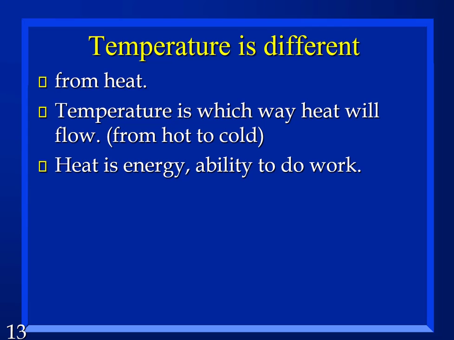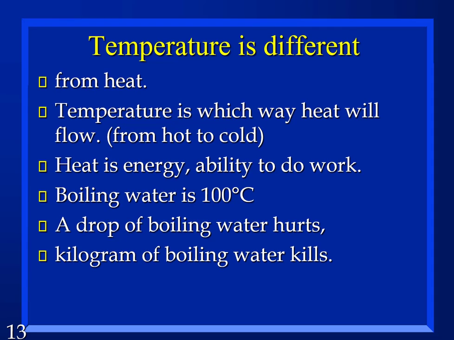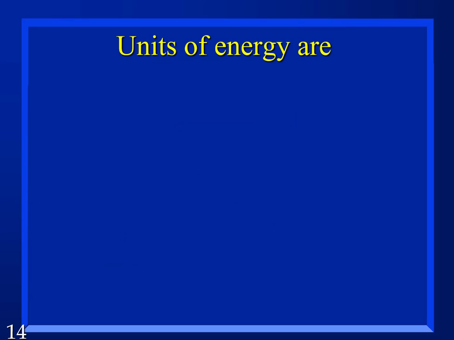Okay. So boiling water is 100 degrees Celsius, but a drop of boiling water hurts. A kilogram of boiling water kills. Same temperature, different amounts of energy. Unfortunately, we have to move on. So energies can't have Celsius or Kelvin as units, because it's not the same thing. So that's why we have calories or joules.